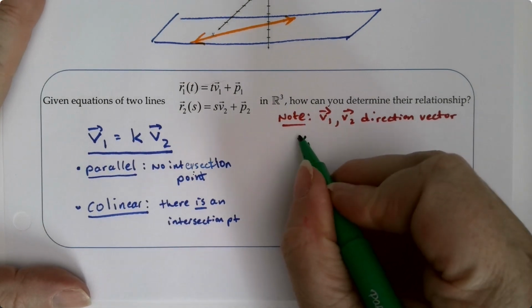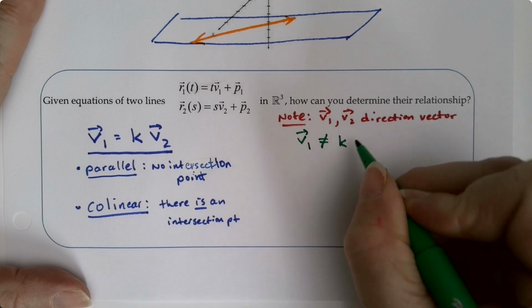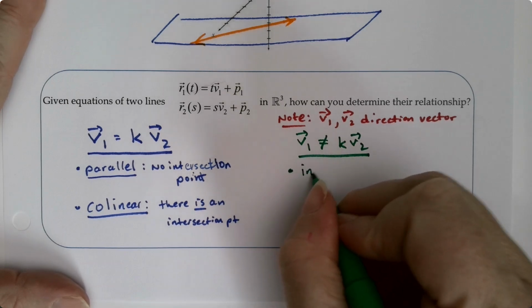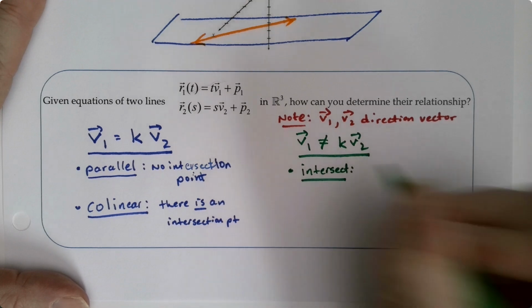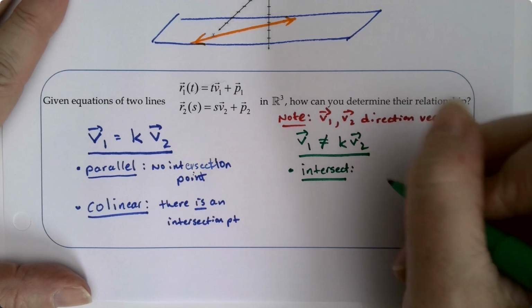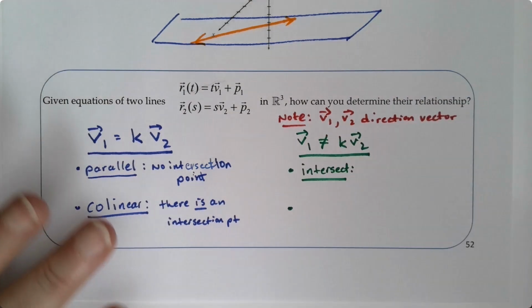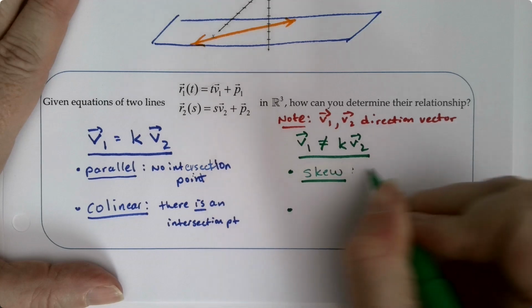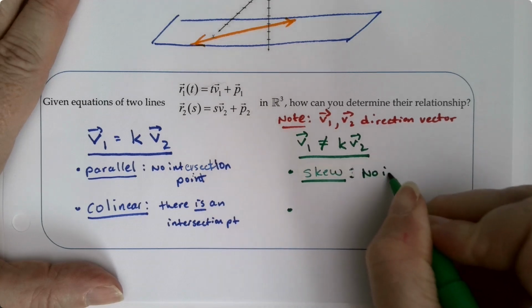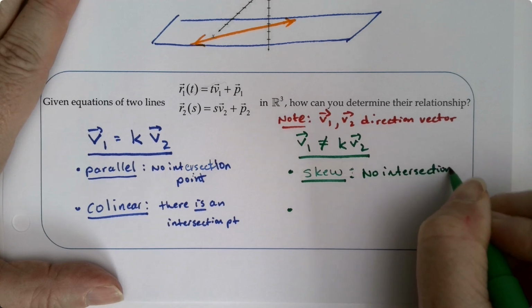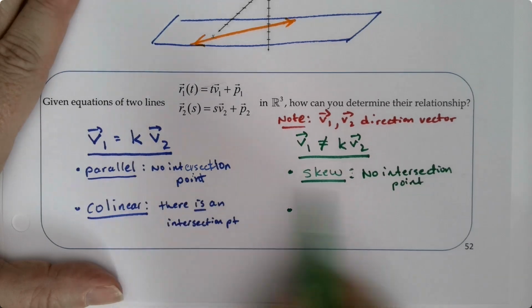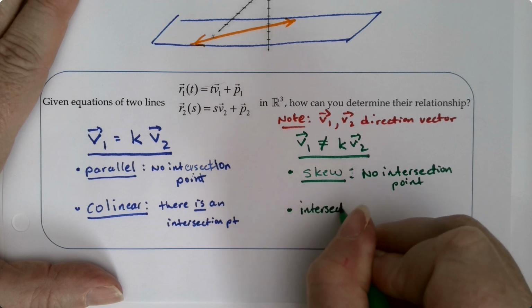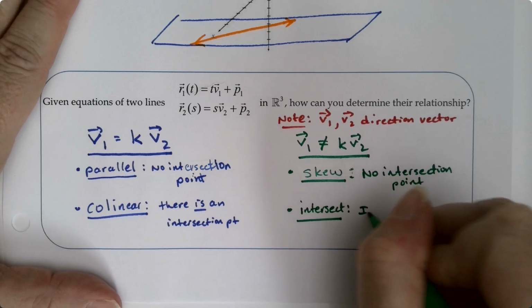What if the direction vector for v1 is not a multiple of v2? Well, then there's two options. They either intersect, which means there is an intersection point, or they're skew. Actually, let me match these. I take it back. Let me do it this way. That way they line up. Skew is when there's no intersection point. Right? So no intersection point, there's skew. Intersect rather obviously means that there is an intersection point.